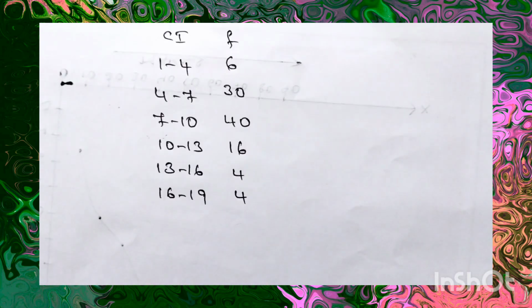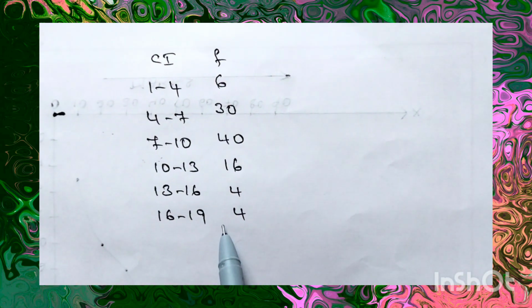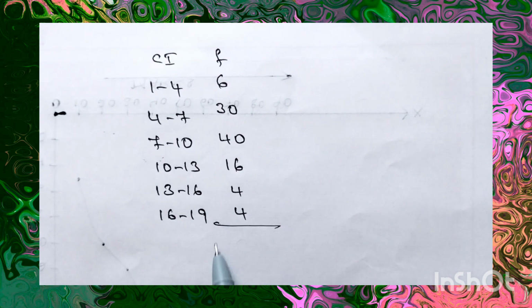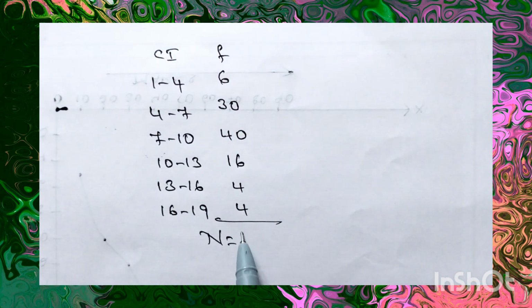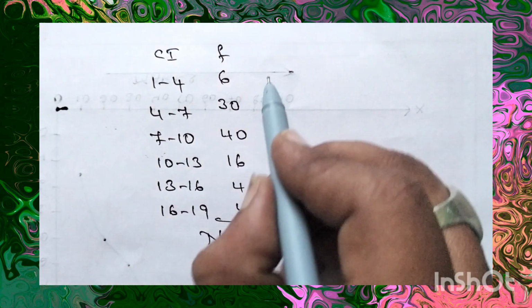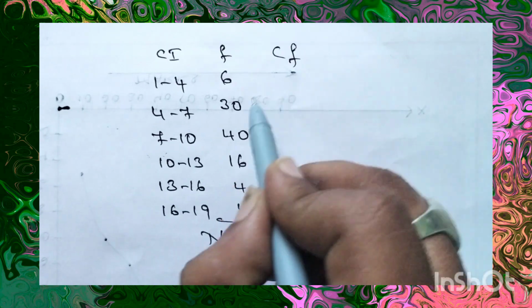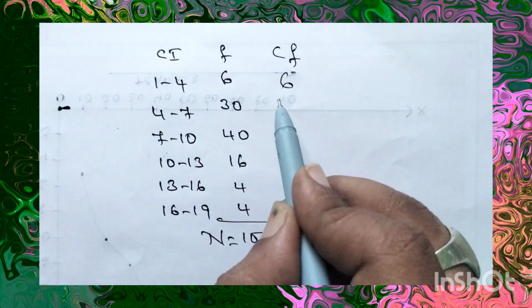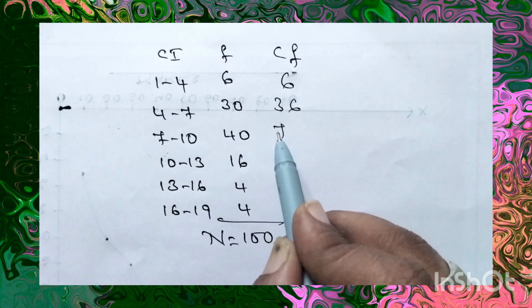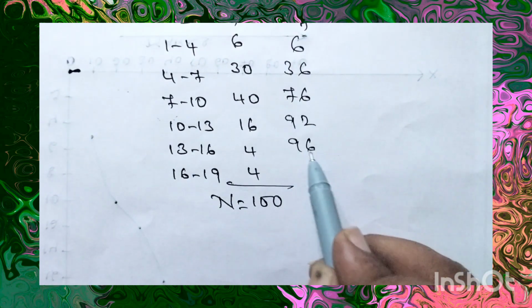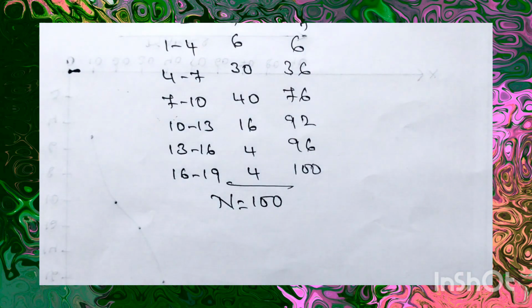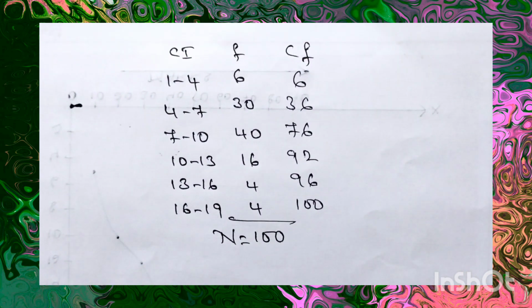To find out the median, first we add all the f. We will see how much we get. N is equal to 36, 40, 76, 92, 100. So the number of frequencies is equal to 100. Now let us find the cumulative frequency. 6 plus 30, 36. Plus 40, 76. Plus 16, 92. Plus 4, 96. Plus 4, 100. So the cumulative frequency becomes 100.